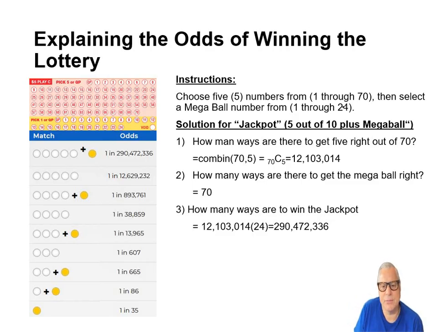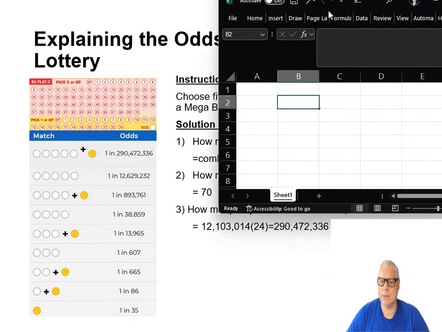So if you take a look at the first odds, these are basically the probability that you get 5 right out of 70, and again it's drawing without replacement, and you get that mega ball right, which is a number from 1 to 24. So we definitely need the multiplication rule. So the first question is, how many ways are there of drawing 5 balls from a bowl of 70? So we can put up Excel quickly here.